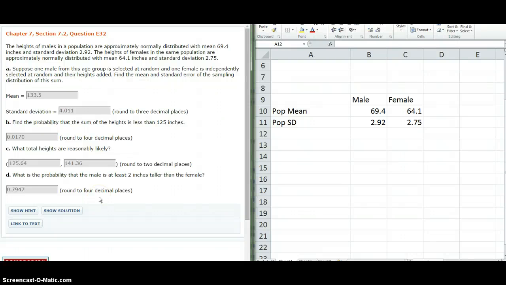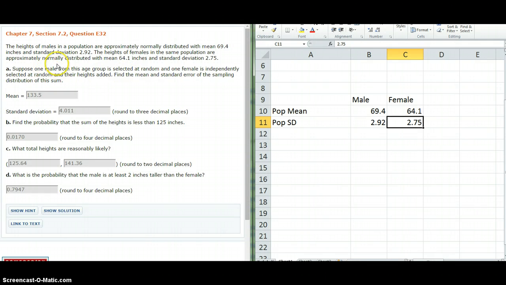Section 7.2, question E32, and we have heights of males and heights of females that are given. I've put them already over here in a small Excel table. And what we're really looking at here is what happens when we make selections from different populations. How does that affect our expected mean and standard deviation and so forth?